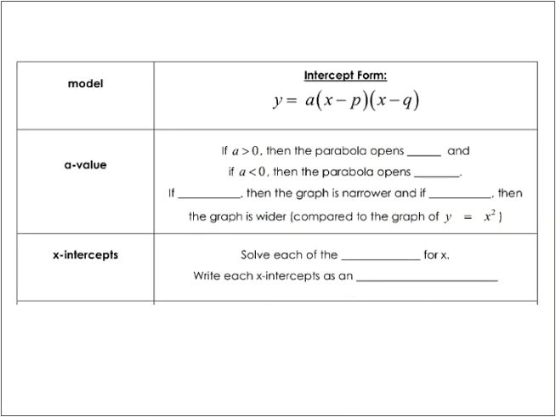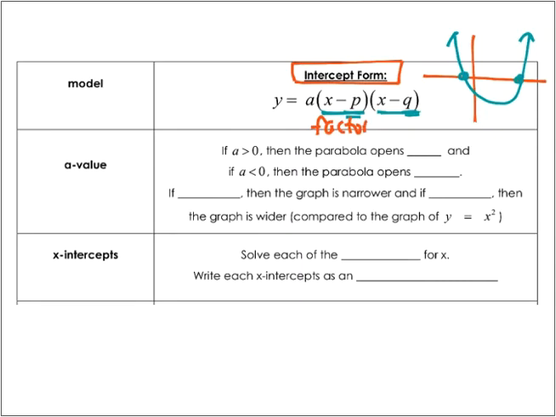Alright, one more form that we're going to take a look at here is called the intercept form. Intercept form, as its name implies, is going to help you find the x-intercepts. If I just sketch a graph of a parabola, it doesn't matter, this is going to help us find where the parabola crosses the x-axis. So you'll see that there's a p and a q here. Actually, I'm going to call this x minus p and x minus q. Those are each a factor. So there's one factor, here's another factor.